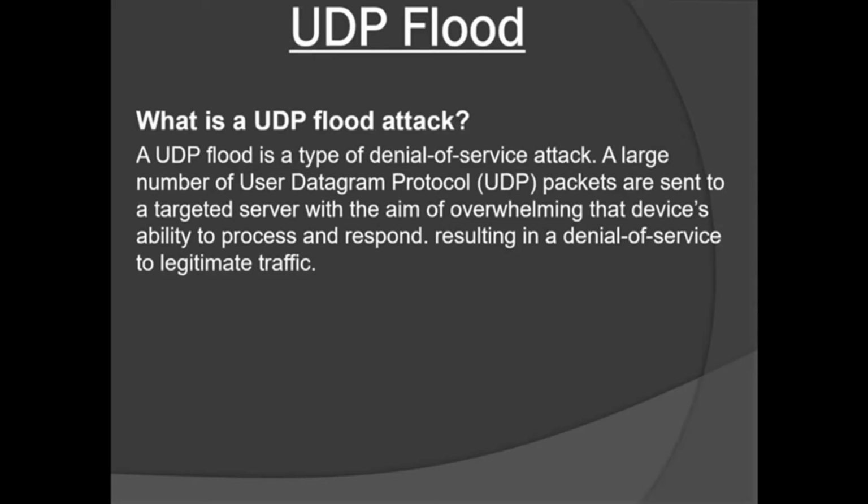And in this way, it can inject its own packets into the foreign system that would otherwise be blocked by the filter system. And so UDP flood is a type of DoS attack. A large number of UDP packets are sent to a targeted server with the aim of overwhelming that device's ability to process and respond, resulting in a DoS attack to legitimate traffic. So this means that the intended users could not use the targeted server or destination server because it would have been flooded by a large amount of packets and may result in a crash.